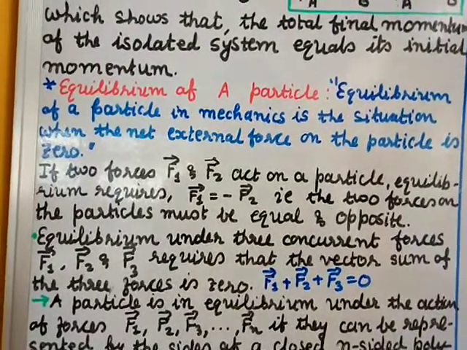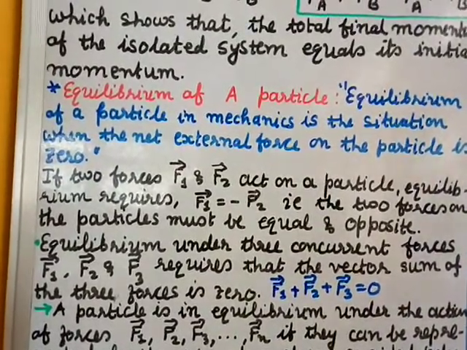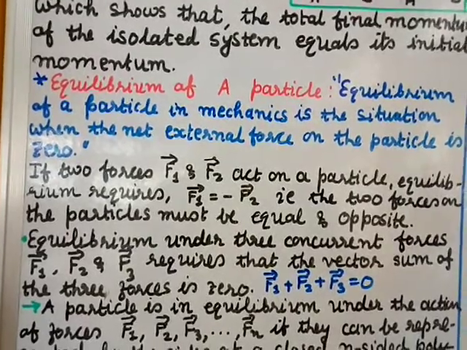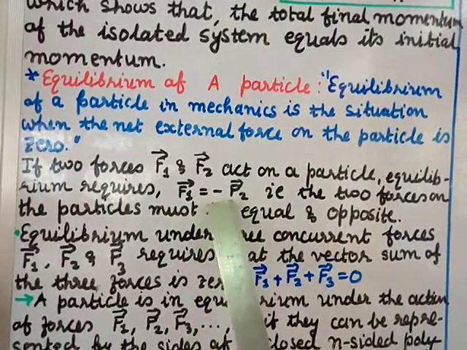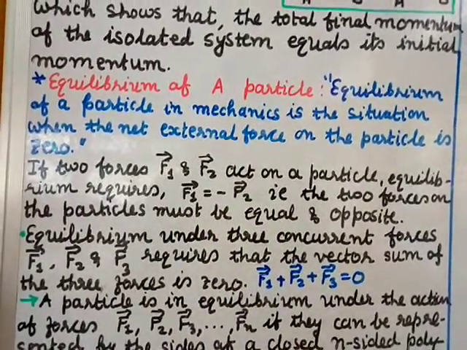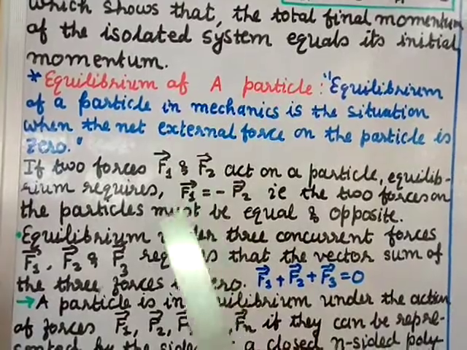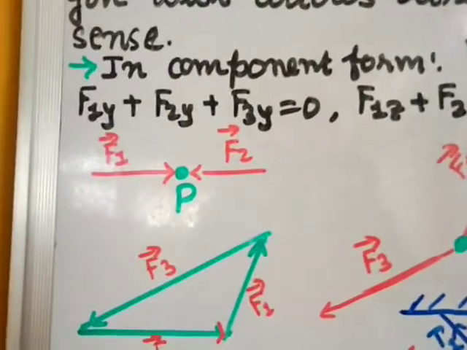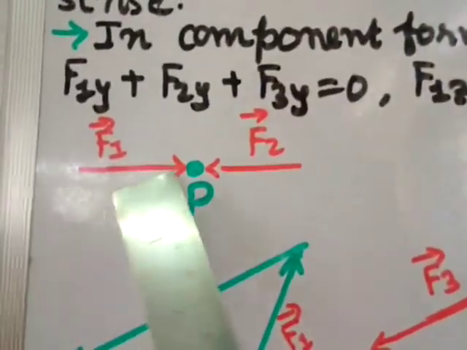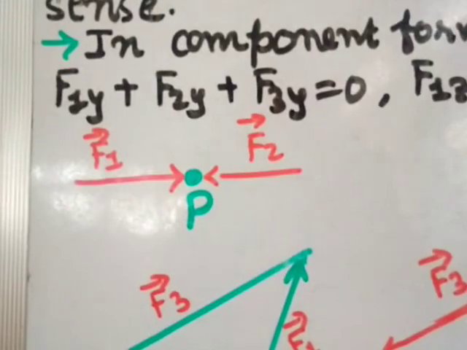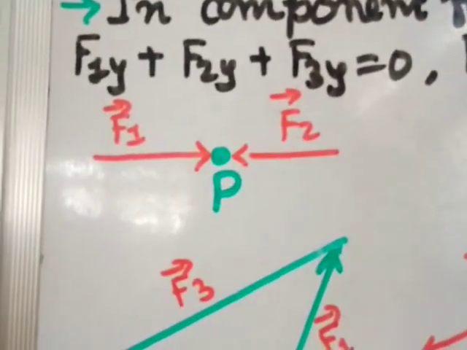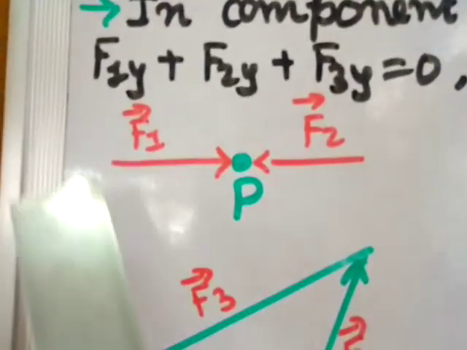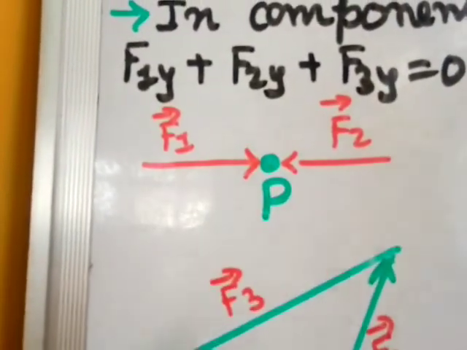Suppose you have a particle on which two forces are acting. If the particle is in equilibrium, the forces are equal and opposite. So F1 is equal to minus F2, or you can say the vector sum is zero, that is F1 plus F2 equal to 0. I have drawn the figure over here. You can see a particle at P, with force F1 and force F2. Since the point is in equilibrium, they are of equal magnitude and in opposite directions. The arrows show the direction.